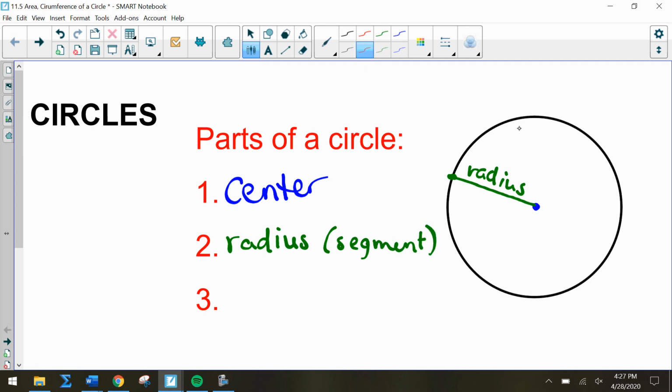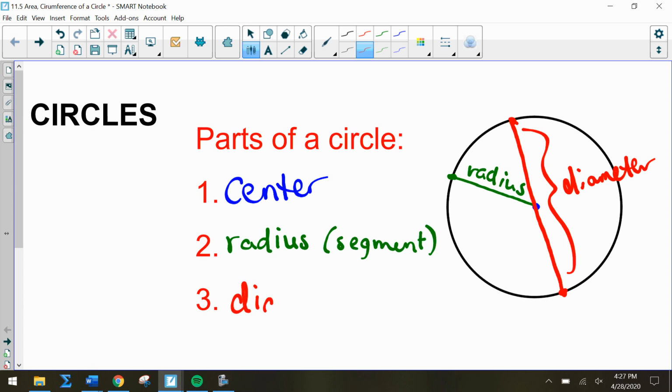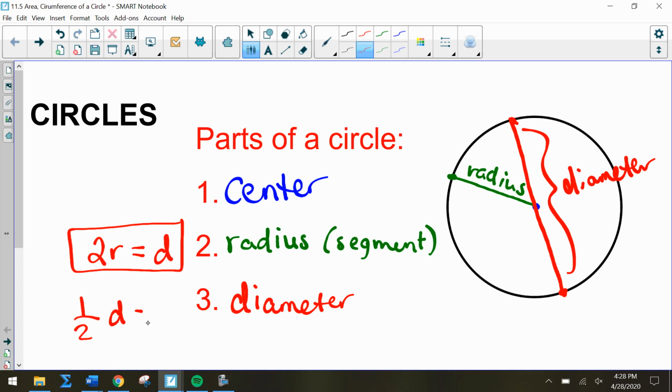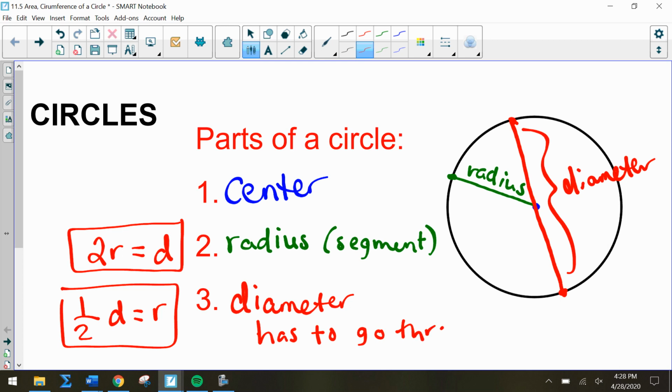And then we end up having two radiuses, and this whole piece is called the diameter. So we have the diameter, and twice the radius gives you the diameter, so 2 times the radius gives you the diameter. Or we could look at half of the diameter to give us the length of the radius. But a diameter has to go through the center. Okay, it has to go through the center.